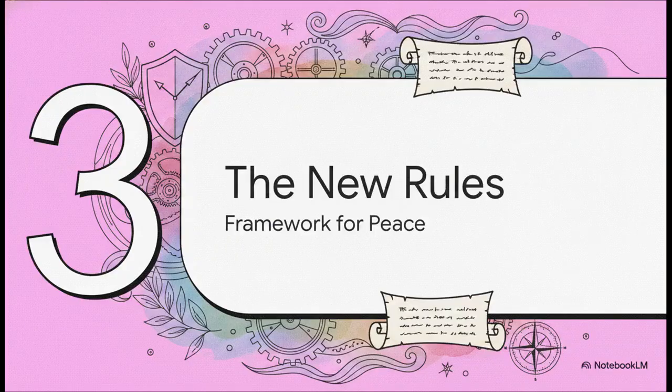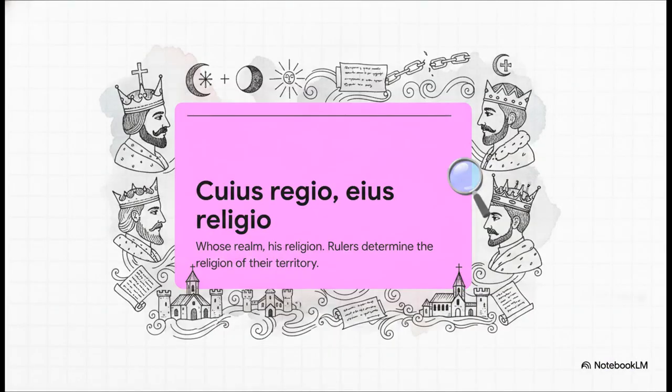And that leads right into Section 3, the new rules. To actually achieve this peace, they had to create entirely new rules of the game. They had to fundamentally shift how global authority worked. Because the conflict was sparked by religious divisions following the Protestant Reformation, they tackled religion first.